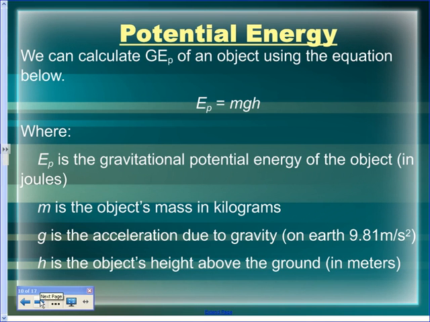So, you can calculate the gravitational potential energy of an object using this formula. And this is on your formula sheet. EP equals m times g times h. Some things to keep in mind that are very important: what each of these things stands for. M is the object's mass, and that has to be in kilograms. G is the acceleration due to gravity, and on Earth, that's 9.81. Units must be meters per second squared. And lastly, h is the height of the object above the ground, and that must be in meters.